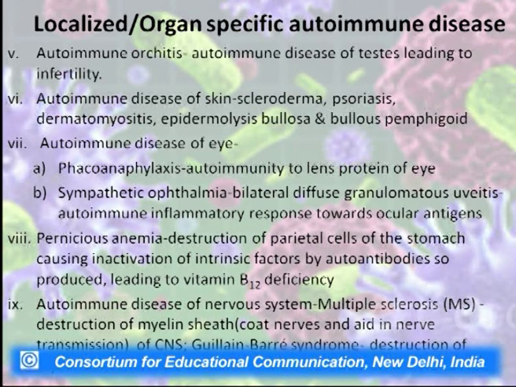Autoimmune diseases of the nervous system like multiple sclerosis, where there is destruction of myelin sheath. We know myelin sheath is coating the nerves and is very important for nerve transmission. Once these autoantibodies are destroying the myelin sheath, the entire nervous system goes haywire. The destruction may be in the central nervous system, or it could be the destruction of the myelin sheath in the peripheral nervous system. Once it is in the peripheral nervous system, we call it Guillain-Barré syndrome.